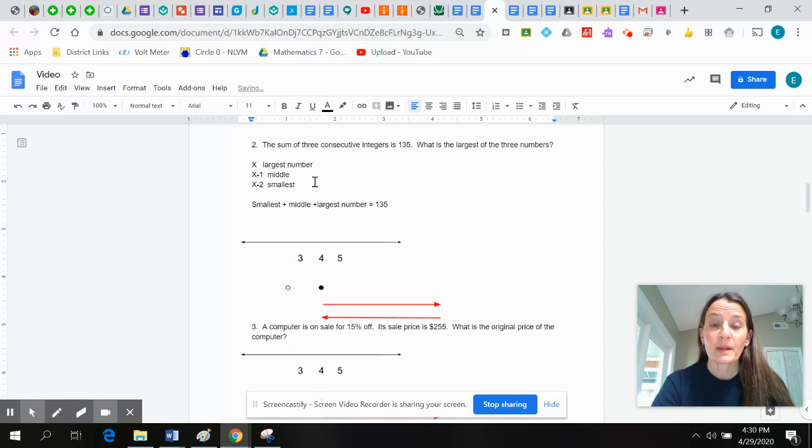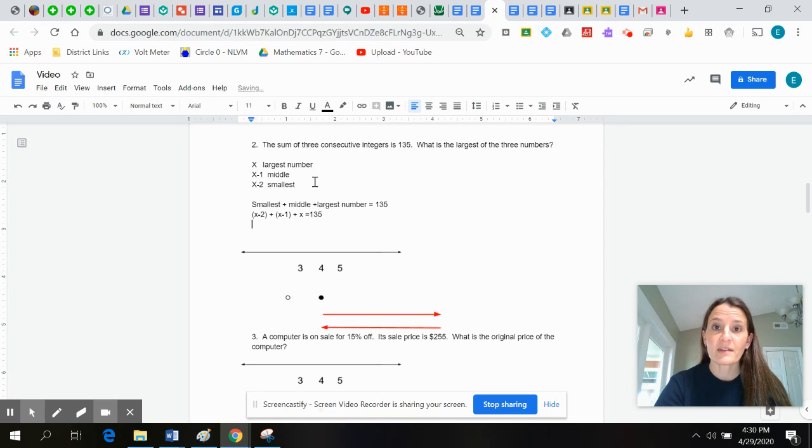Okay, that's not my algebraic model. My algebraic model will have variables in them. So I'm just showcasing the smallest number in parentheses. They're not necessary, but I just want to show you that x minus 2 represents the smallest number. I'm going to add it to x minus 1, which represents the middle number, plus x being the largest number. There's my algebraic model, but we need to combine like terms. So let's simplify this equation.